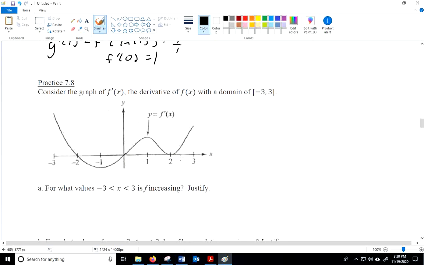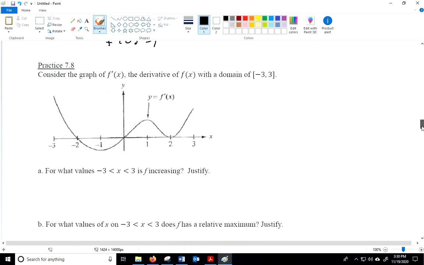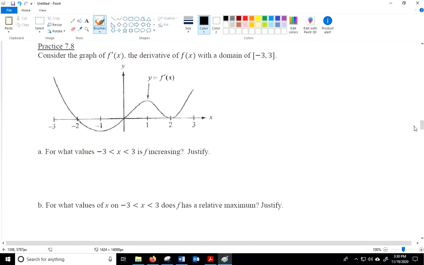All right, let's take a look at practice 7.8. Consider this graph here with a domain from negative 3 to 3. For what values from that interval, negative 3 to 3, is f increasing? Do A and B here. And also find what has a relative max. F is increasing on the interval from negative 3 to negative 2, and 0 to 2, and 2 to 3, because f prime is greater than 0.